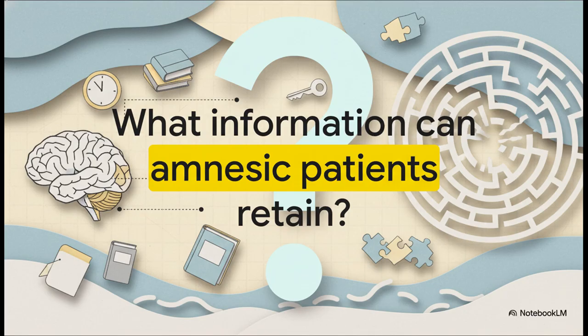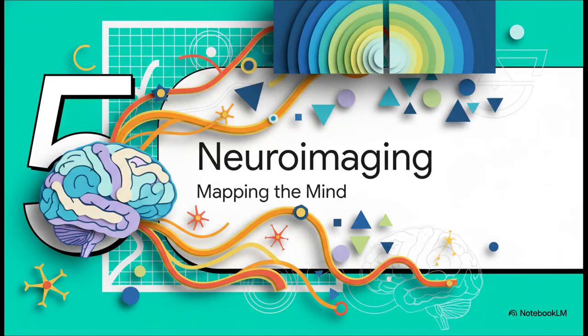So you gotta ask yourself, what specific form of amnesia did he develop? What information could he still retain? And critically, what exactly do findings from amnesic patients tell us about how memory operates and encodes in healthy people? Case studies like this are huge because they bridge the gap between theory and reality, showing us exactly how our healthy memory is compartmentalized. Finally, Section 5, Neuroimaging and Future Research, Mapping the Mind.